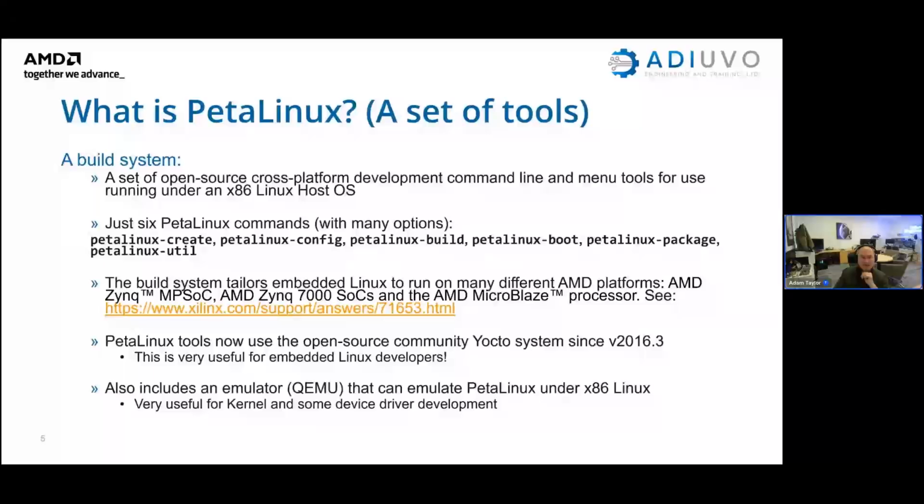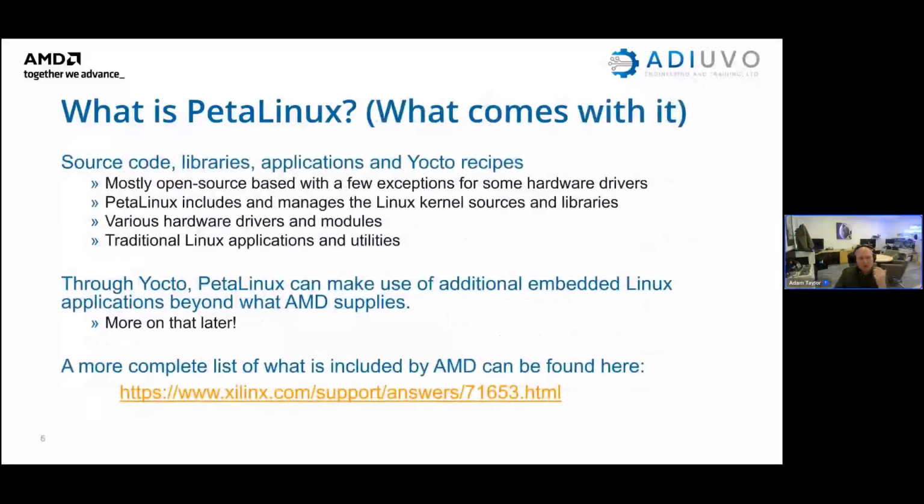I think it would be good now to take a little bit of a look at what comes with Petalinux. And I think it gives us everything that we need. So it gives us all of the source code. Most of it is open source, apart from a few hardware drivers. And it pulls in and fetches all of the Linux kernels, the sources, the libraries, along with the traditional Linux embedded applications and utilities.